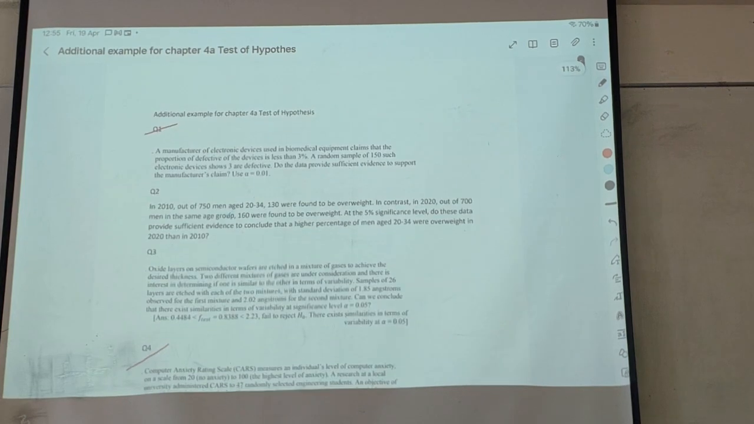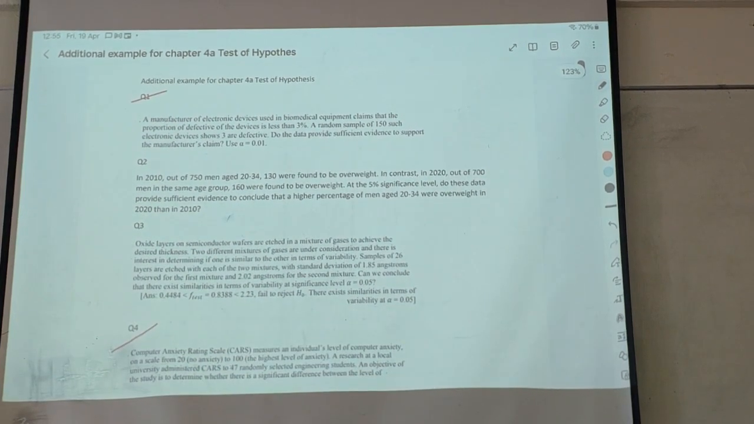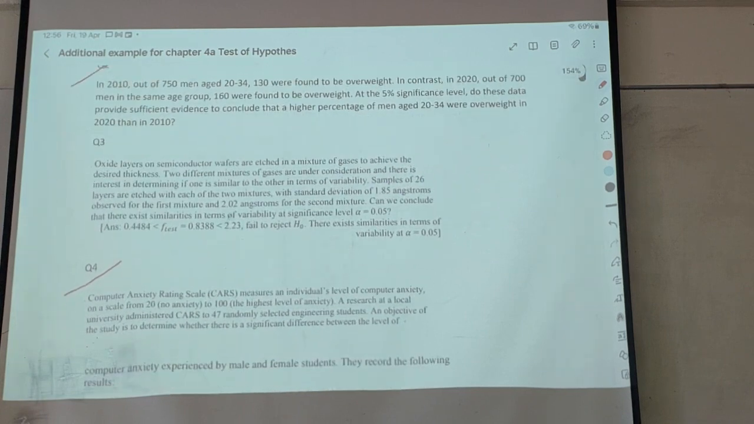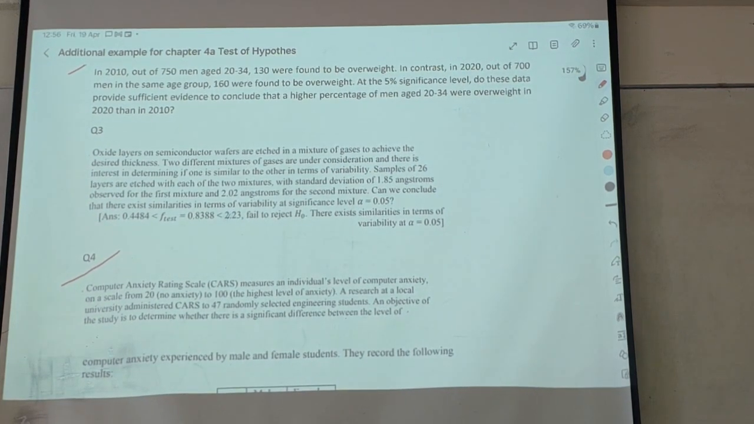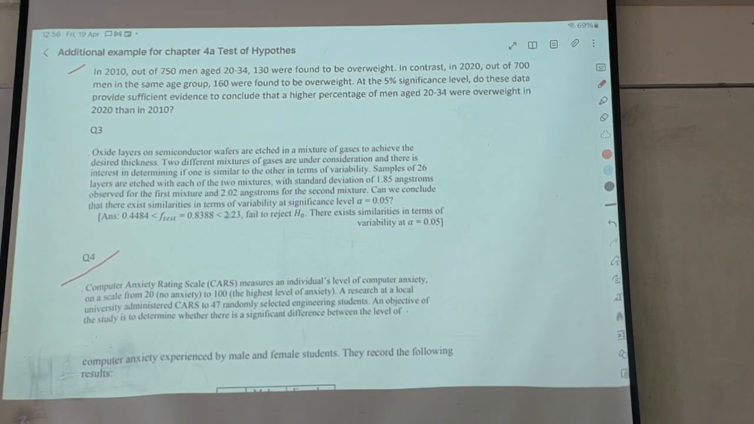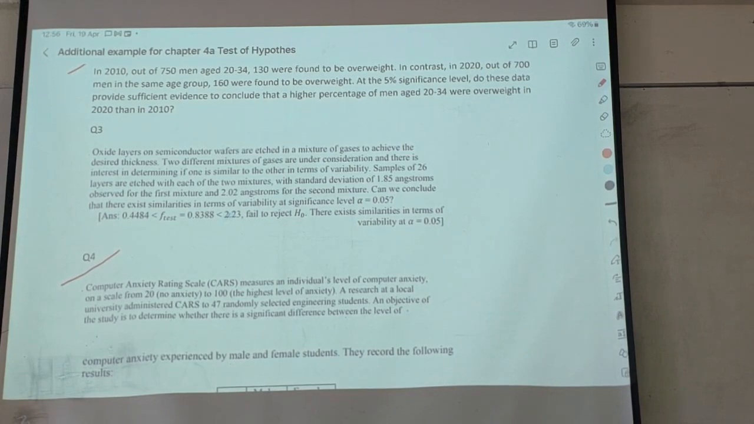Okay, so let's move to question 3 now. Okay, after question 2, how about 3? Okay, so based on the question, you must tell me which category this is: variance, means or proportion, and whether it involves 1 population or 2 populations. Then from here you know which equation to use.